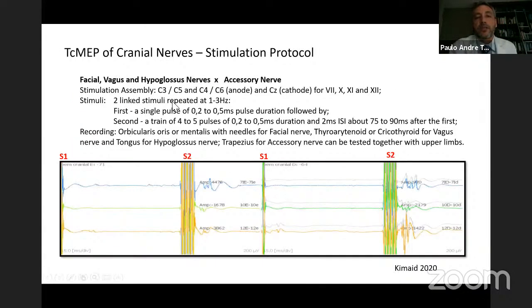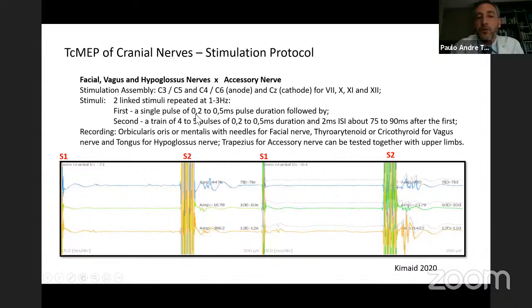Using this stimulation protocol, the assembly is C3, C5, or C4, C6. We can use this bilaterally for a posterior fossa tumor. If it is a lateralized schwannoma, I can choose to monitor just one side. But if it is a tumor in the midline, I can choose to monitor both sides. The stimuli should be linked, so the same intensity I use for the single pulse should be used for the train of pulses.